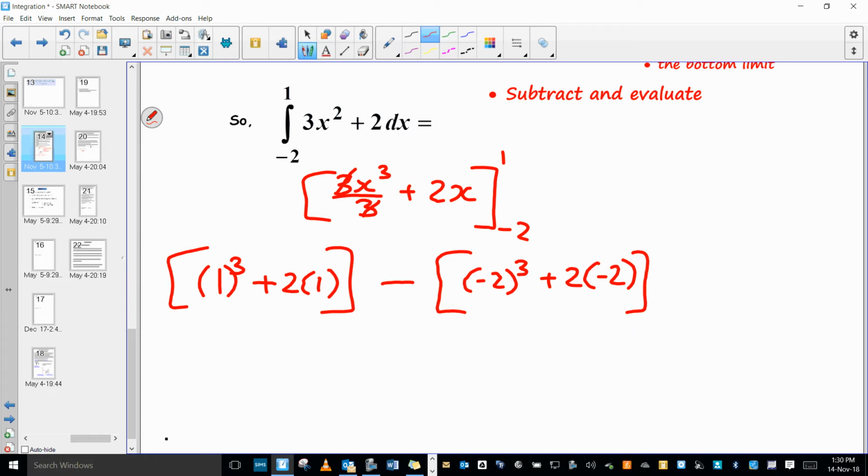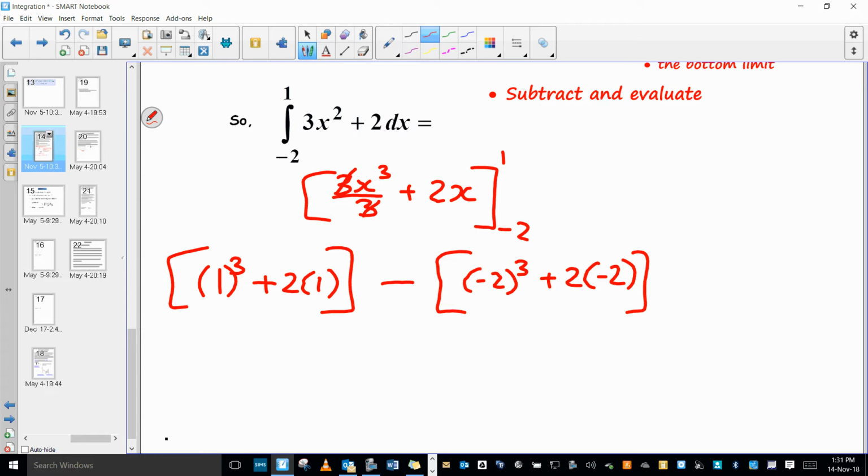Are you minusing it because it's negative 2? No, you will always subtract. So you'll have the first value substituted in, subtract the second value substituted. In a second I'm going to explain why we do this, but for now let's just learn the process.